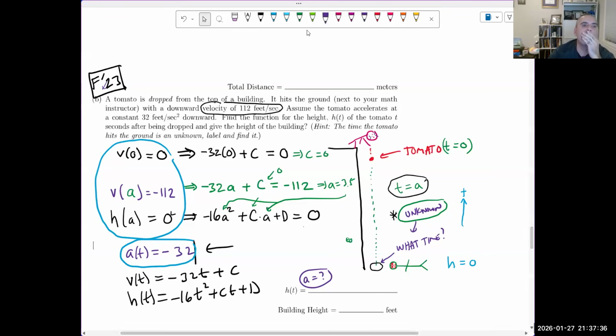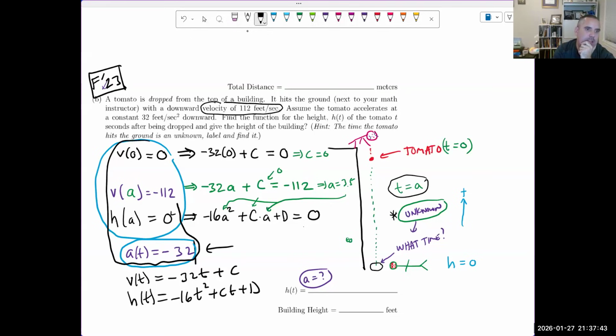Anyways, so that's the theme we're getting in these problems: how do we take that and do the calculus to find our constants?